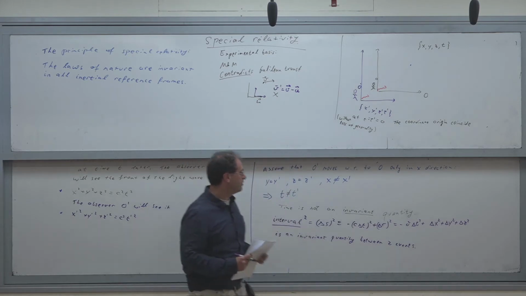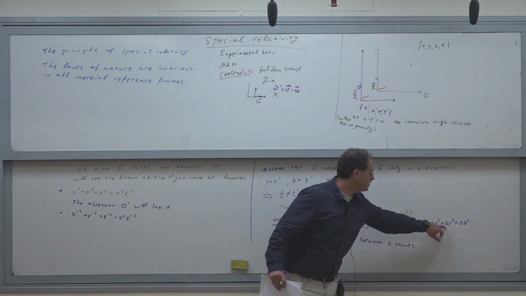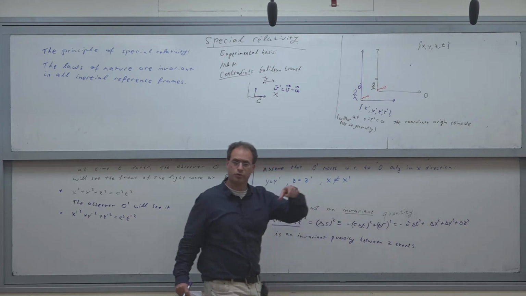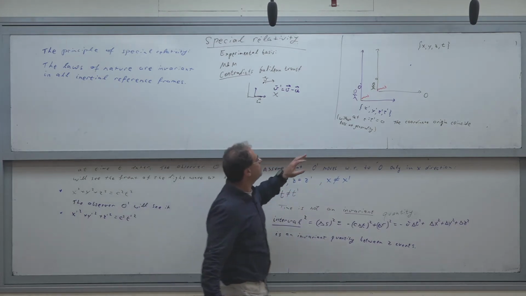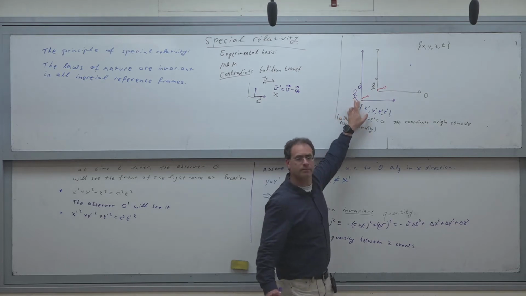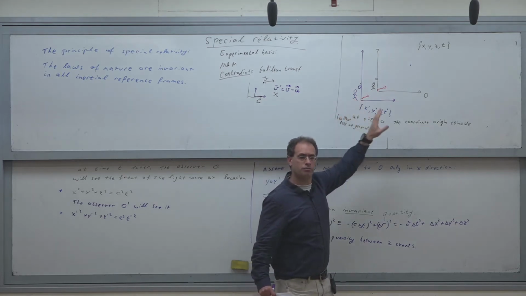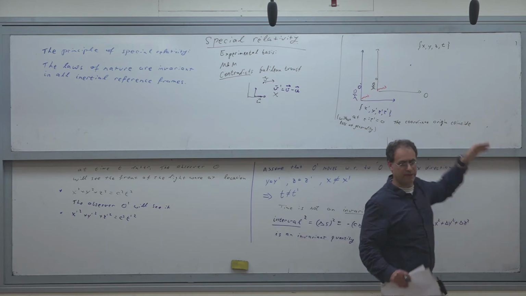Right? That's why we have the delta t, delta x, delta y, delta z. You know, this is the difference between two events. So here, again, we had two separate events. Event number one, the photon was emitted. Event number two, the photon was detected, right?